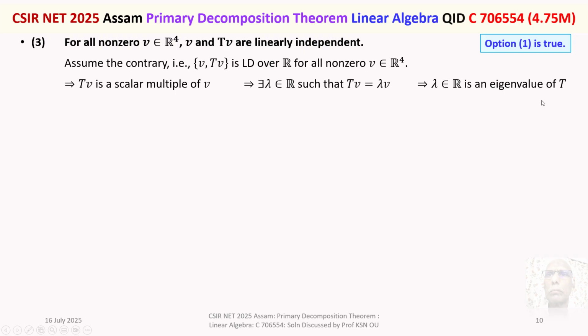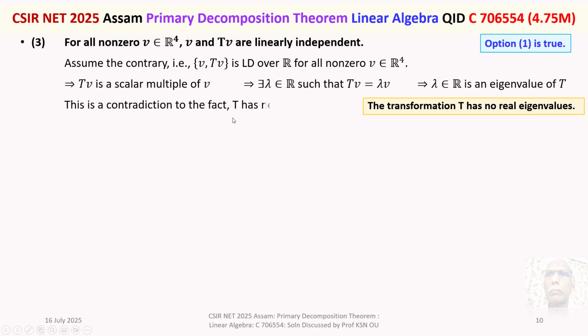Why? We have seen in the beginning itself, all the eigenvalues of T are complex, they are not real. We have seen the transformation T has no real eigenvalues. This is a contradiction to the fact that T has no real eigenvalues. Therefore, option 3 is true. They are not linearly dependent, therefore it's linearly independent. Our assumption is wrong.